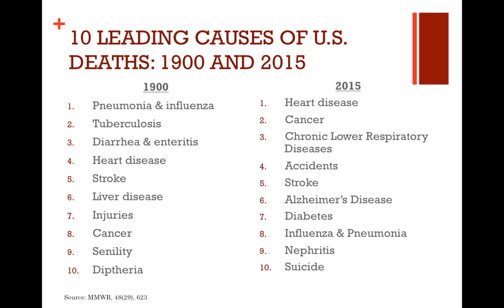Whereas in 2015, this has changed. While pneumonia and influenza is still in the top 10, it's dropped down to number 8. And you see an increase in things like heart disease and cancer. People are living longer and therefore have time to develop these chronic diseases, which take time to develop.